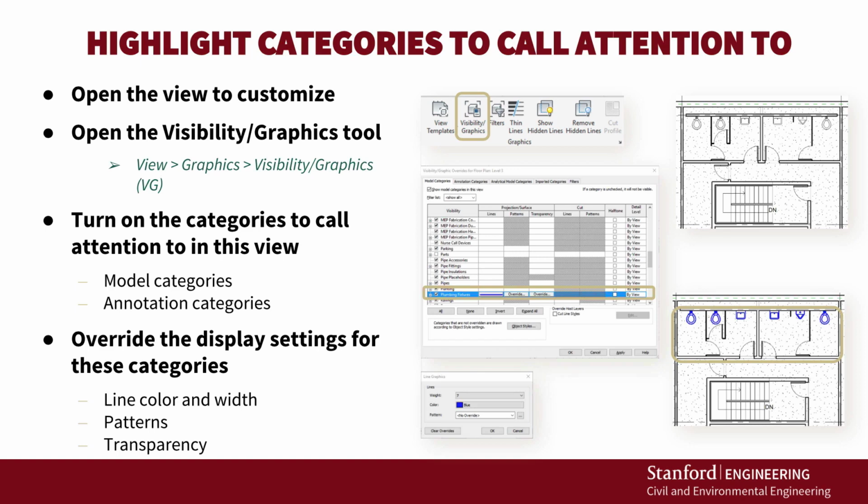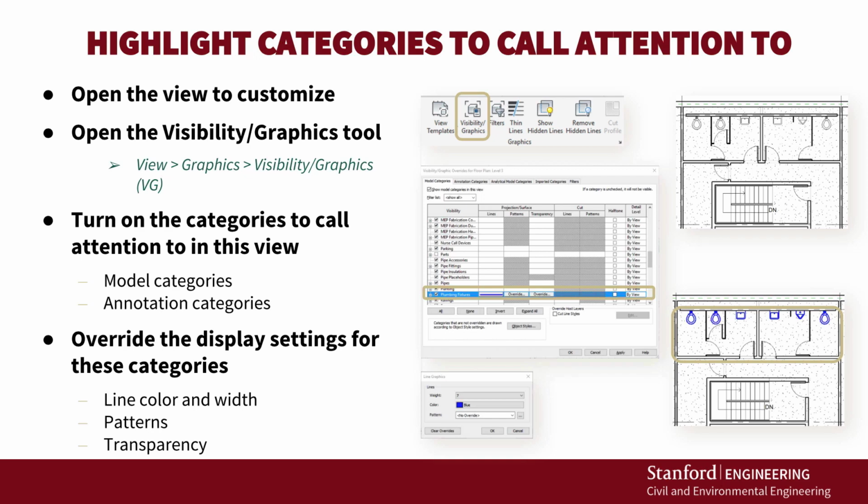And after you've selected the category that you'd like to change, you can override the display settings for that category. For example, changing the line color or width, maybe the pattern or the transparency of that object. And in this example, we've chosen plumbing fixtures and we've chosen a heavier weight, upping that to the level 7, and also chosen the color blue to really call attention to the plumbing fixture objects in this view, which might be useful for just displaying the plumbing elements.